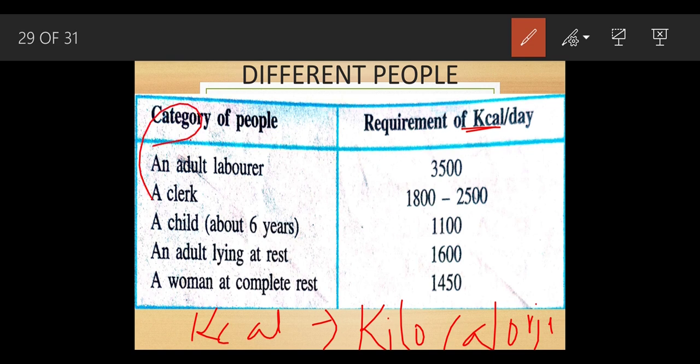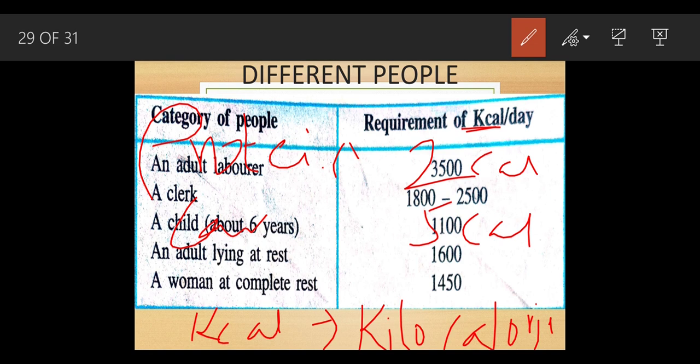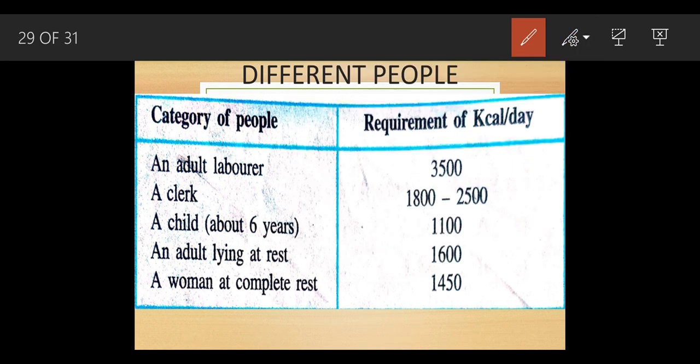Suppose this is protein and it has been written 2 cal. Carbohydrates 5 cal. So this cal is nothing but the measuring unit. It helps to know how much energy is there inside this food. So this is very important.